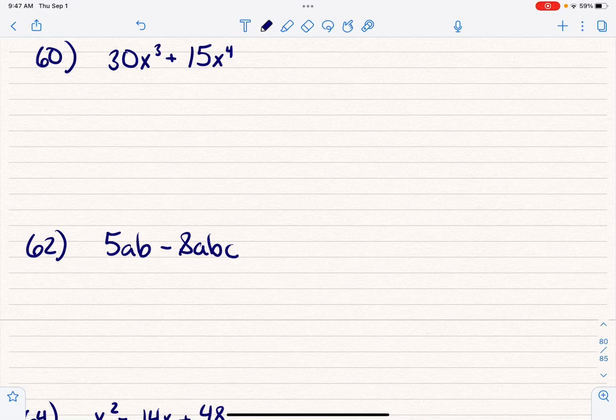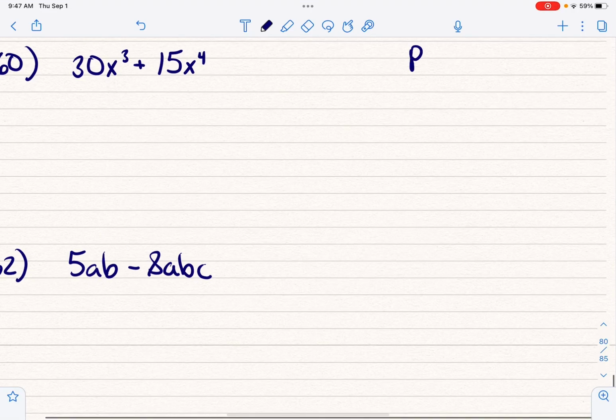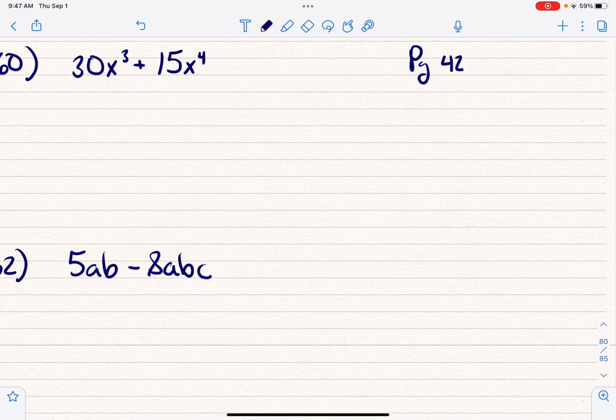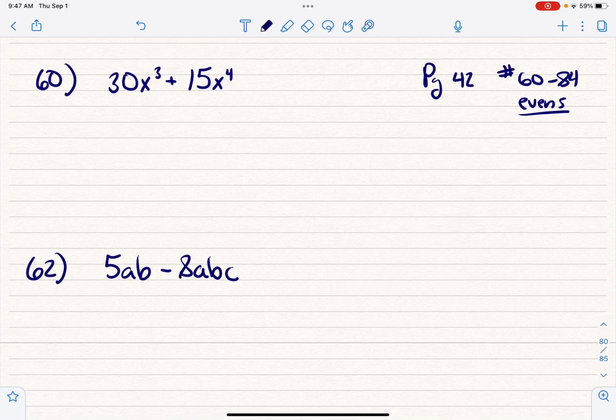All right, ladies and gentlemen, this is the problem set that's on page 42, right? Yeah, page 42. We're going to look at numbers 60 through 84 evens. These are all factoring problems. You have to identify what the situation is and then figure out how best to factor it completely. I'm going to move through them pretty quickly. So without any further ado, let's go.